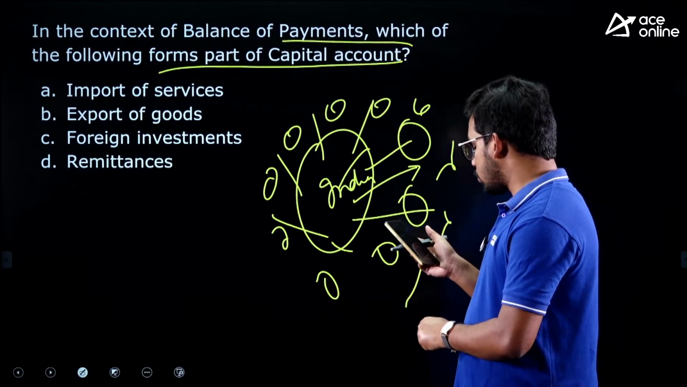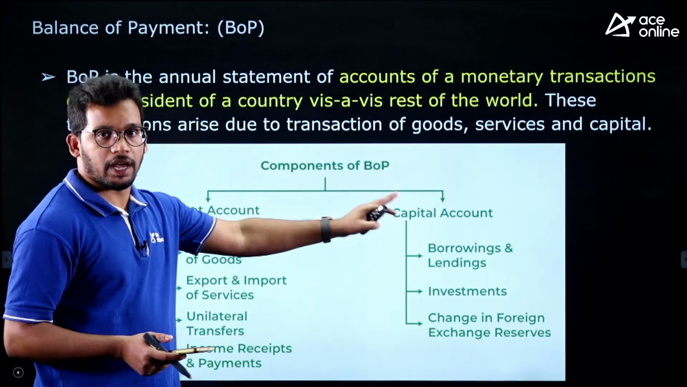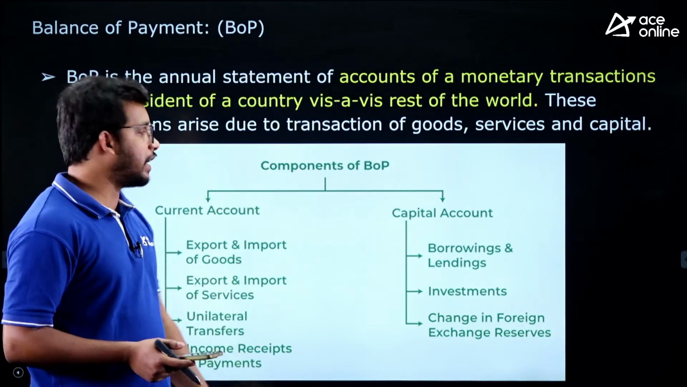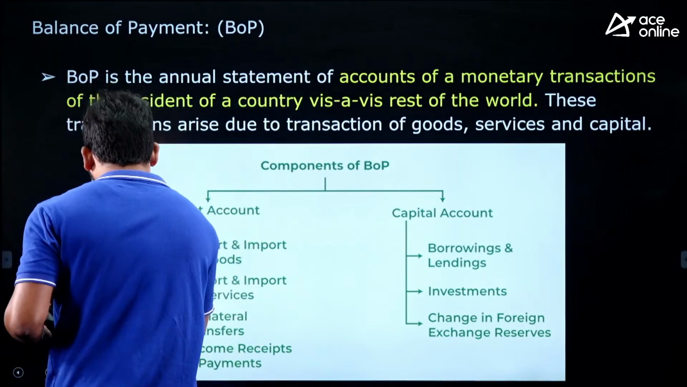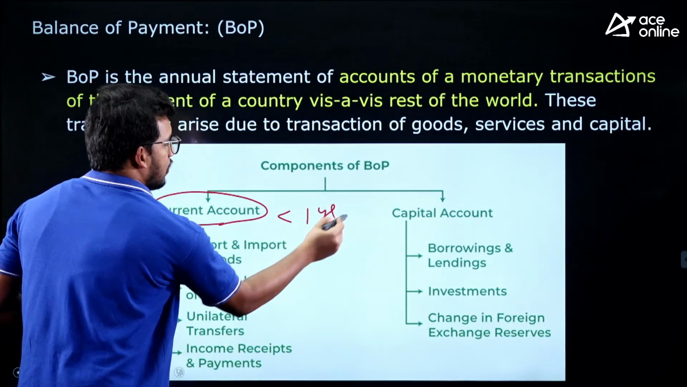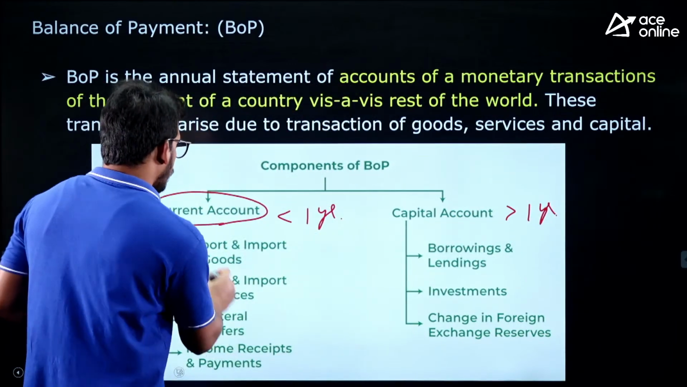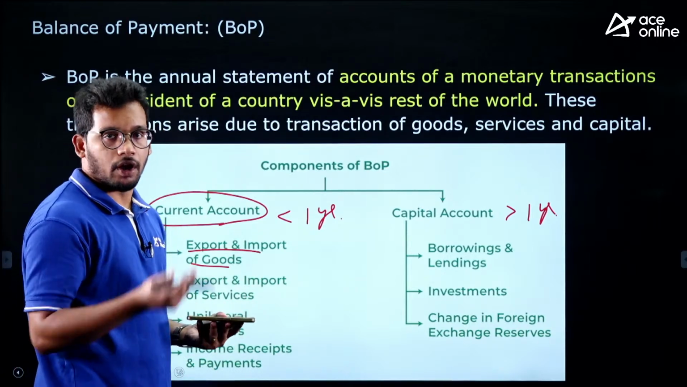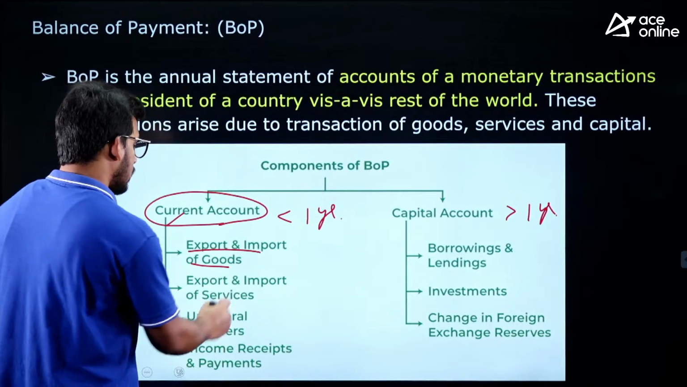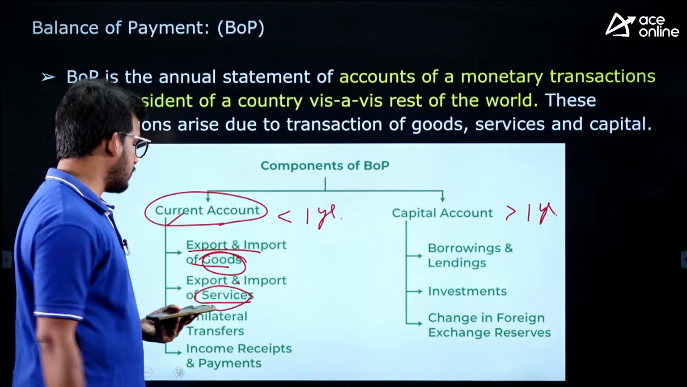There are two types of classification within balance of payments. Balance of payments means tallying the amount going out of India and coming inside India. So there are two components. Current account means less than 1 year. Capital account means more than 1 year, long-term money flowing. Imports and exports of goods and services, which we calculate within 1 year, are part of the current account. Goods and services both are less than 1 year.